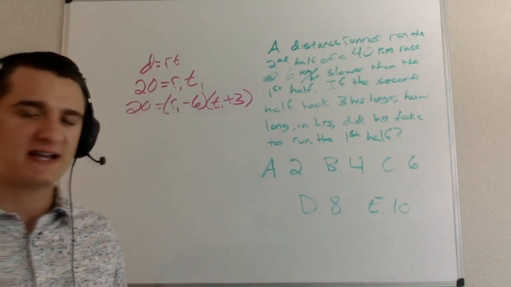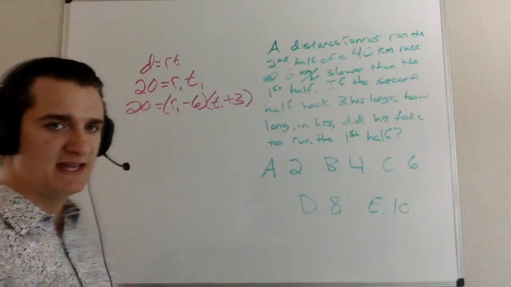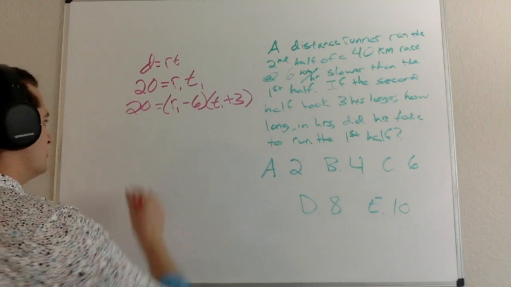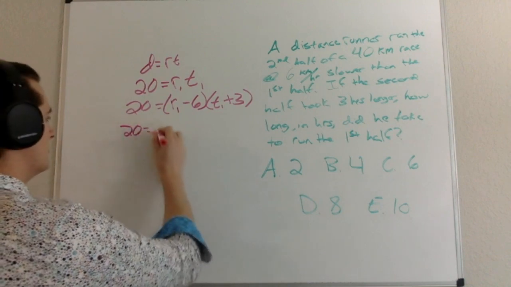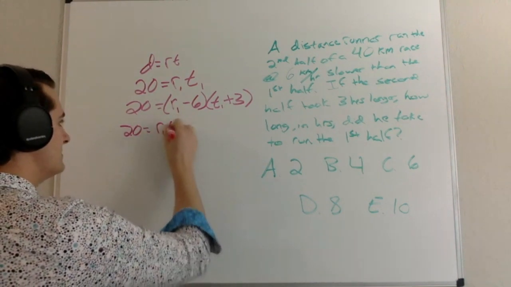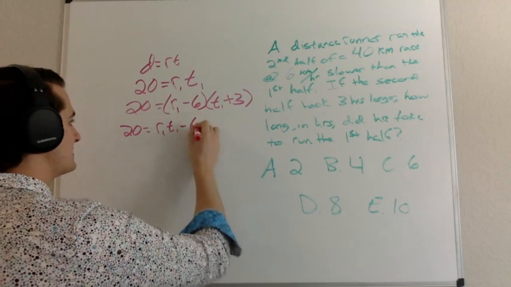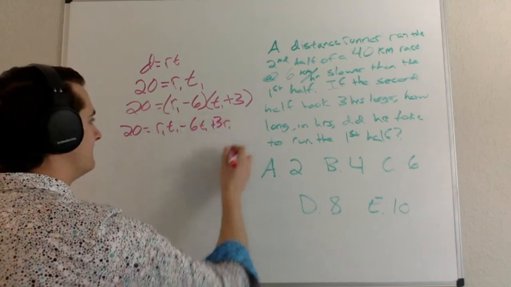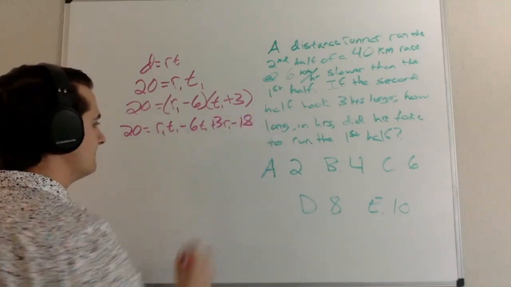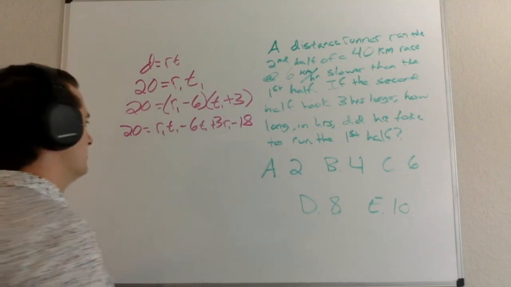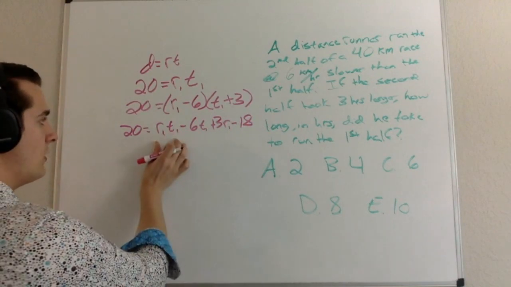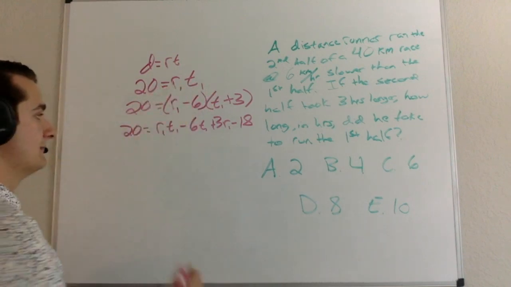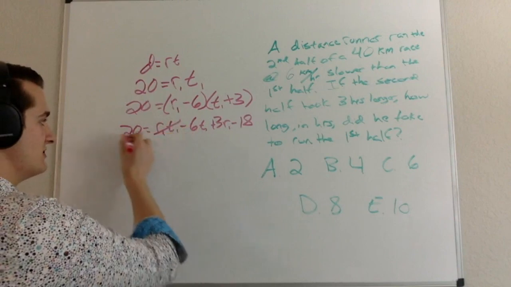From here, I've got something I can work with, and I can begin to simplify things. What I'll notice is that 20 is equal to R1 times T1 minus 6T1 plus 3R1 minus 18. And I know that R1 times T1, which I learned earlier, is equal to 20. So these two are going to cancel with each other.